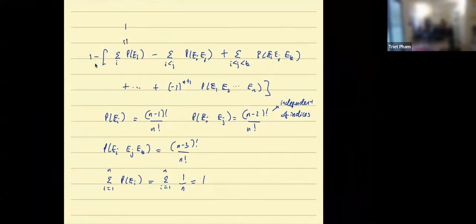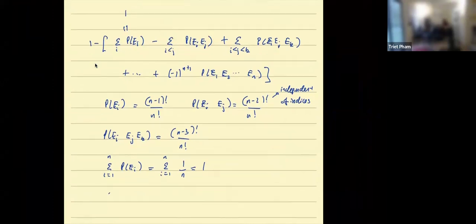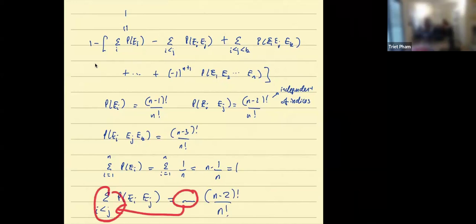By the way, the 1 is because there are n terms times 1 over n, so that's 1. Now we do the same thing for this term right here, the sum over i less than j of P(E_i E_j). That will be however many terms there are times the probability, which is (n minus 2) factorial over n factorial. The question is, how many terms are there in this sum?